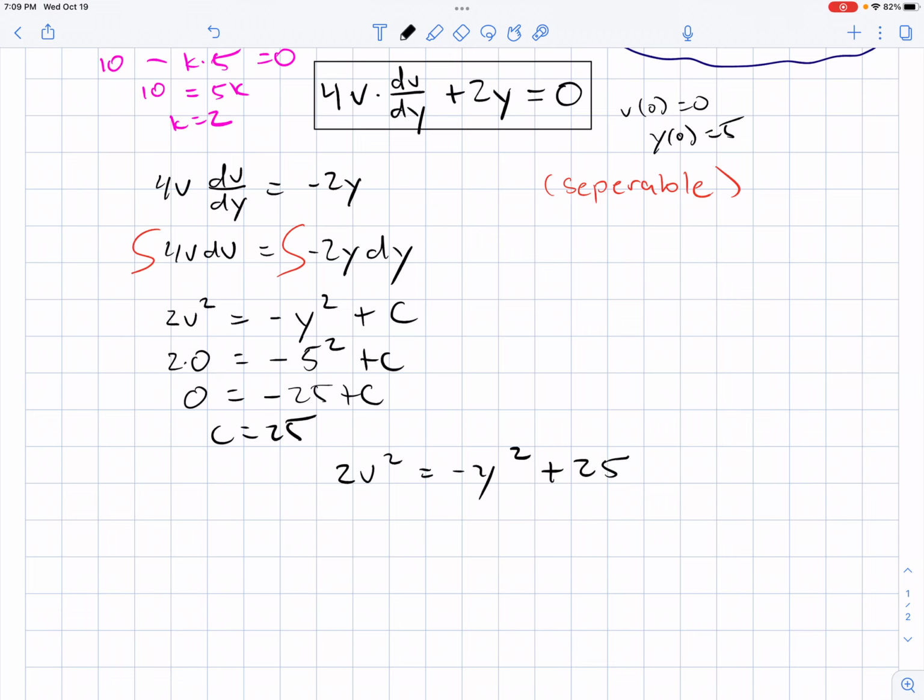And there is our solution. Although it does probably look nicer if we move the variables to the other side and write it as 2v squared plus y squared being equal to 25. And that is the solution to our differential equation.